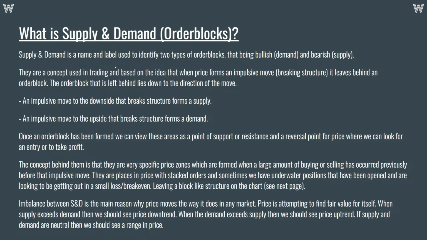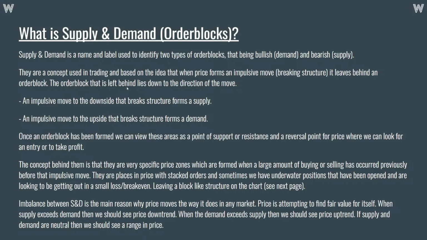So supply and demand, basically, is a name and a label used to identify two types of order blocks, that being a bullish demand and a bearish supply. They're a concept used in trading based on the idea that when price forms an impulsive move, which always breaks structure, right? The impulsive move has to break structure. This is important to remember. It leaves behind an order block.